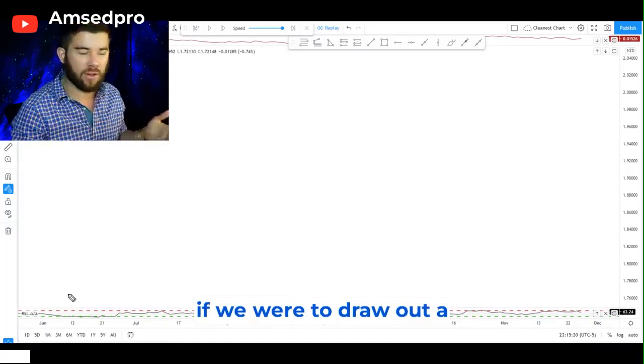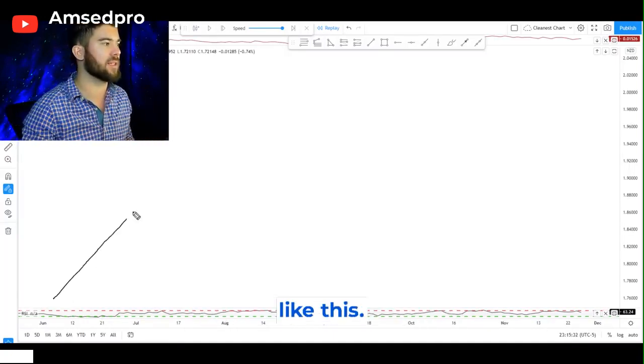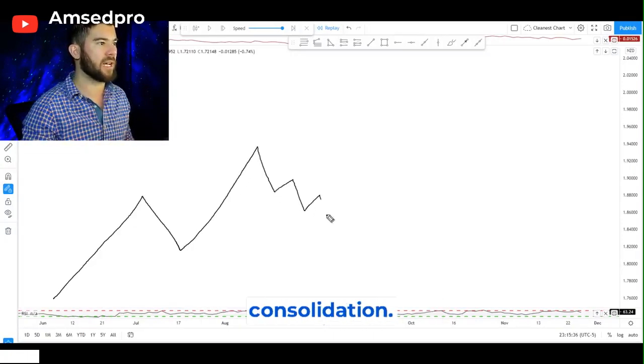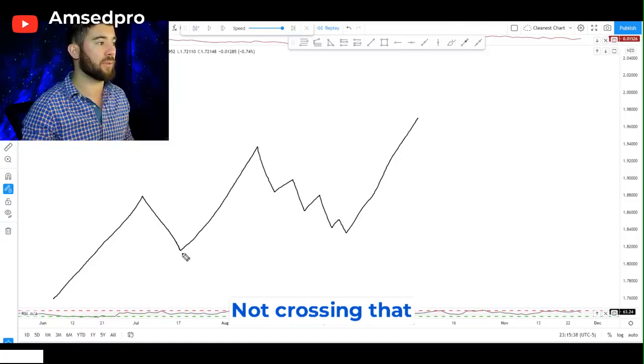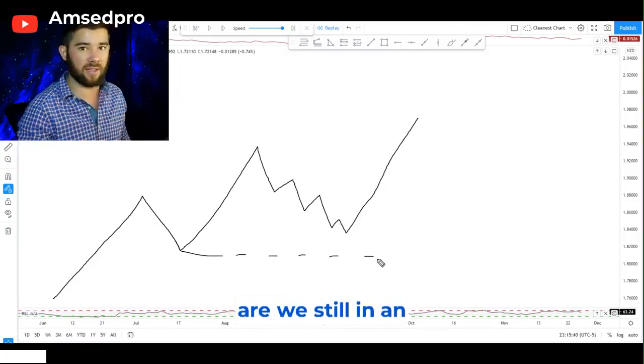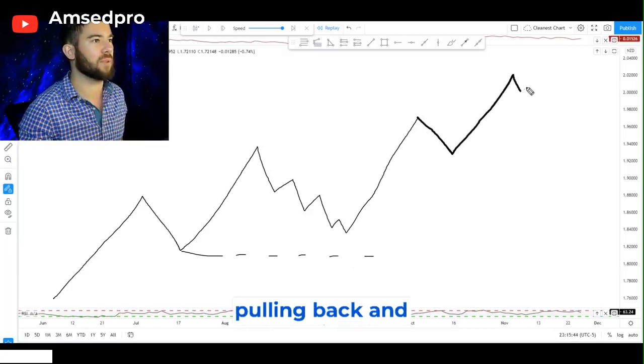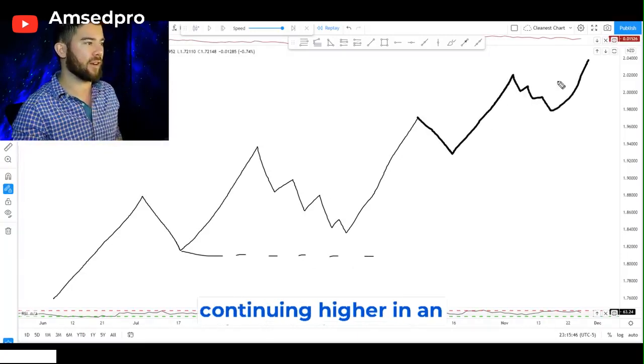If we were to draw out a trending market, it would look something like this. Low to a high, pullback, break above, a little bit of consolidation, not crossing that previous pullback low though. So what are we still in? An uptrend, right? Continuing, then pulling back, continuing up, pulling back, and continuing higher.